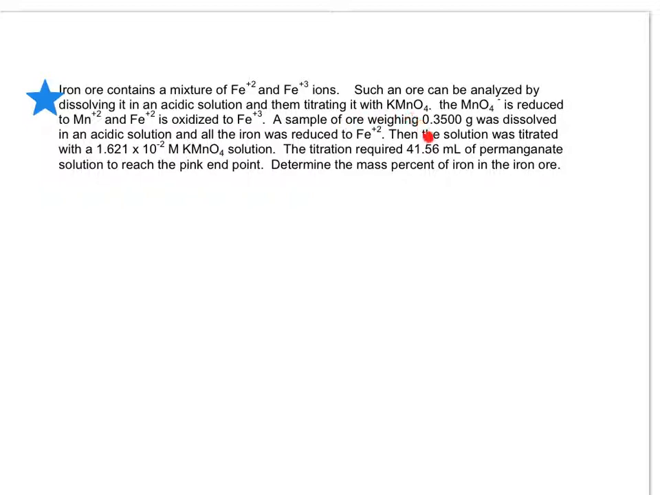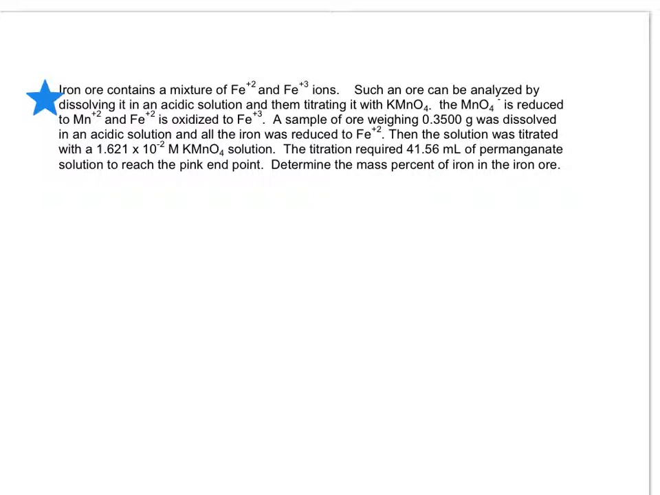A sample of ore weighing 0.3500 grams was dissolved in an acidic solution, and all the iron was reduced to Fe2+. So you would have no more Fe3+. Then the solution was titrated with, you're given the molarity of the potassium permanganate solution. It gives you the volume of the potassium permanganate solution, and it says that's the volume that's needed to reach the end point. We want to determine the mass percent of iron in the ore.